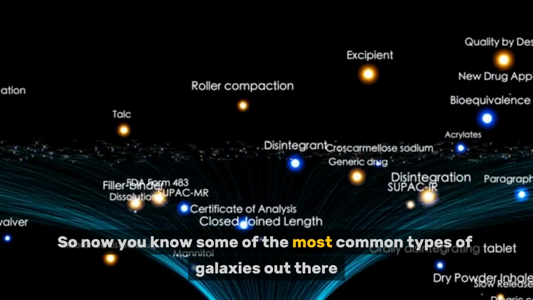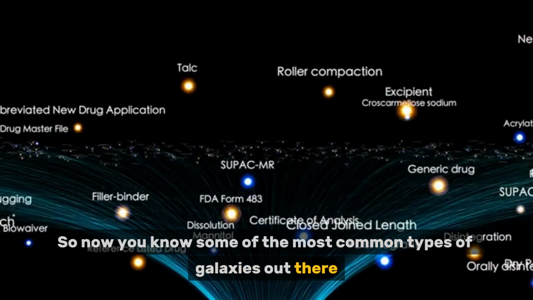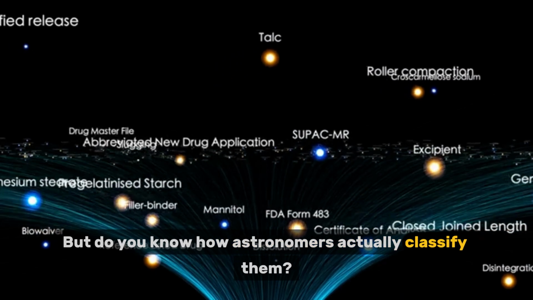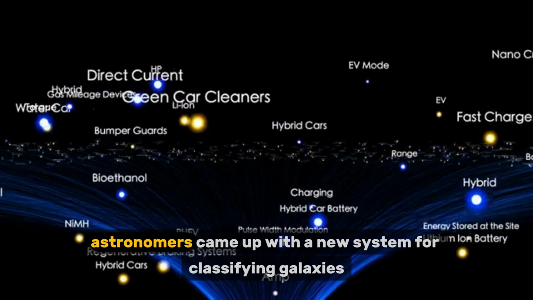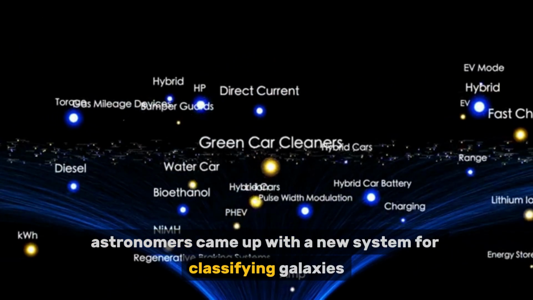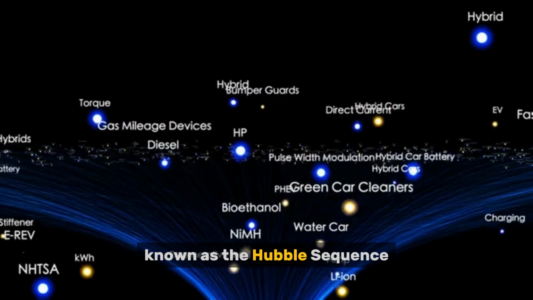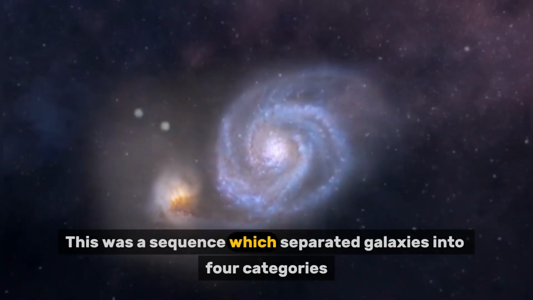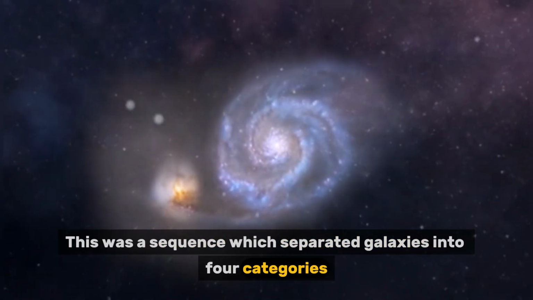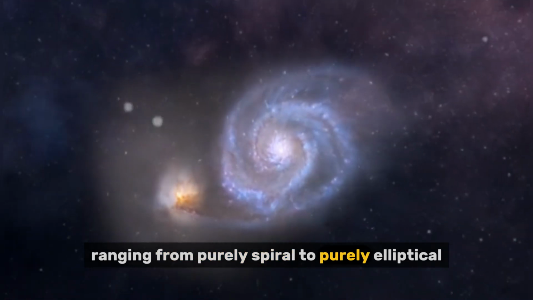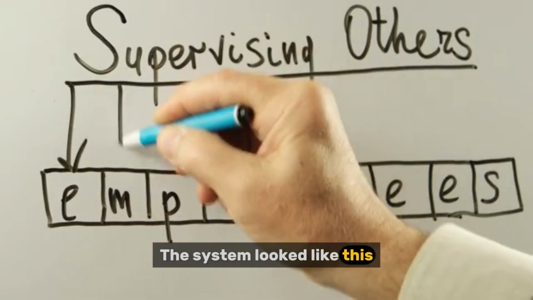So now you know some of the most common types of galaxies out there. But do you know how astronomers actually classify them? In 1959, astronomers came up with a new system for classifying galaxies, known as the Hubble sequence. This was a sequence which separated galaxies into 4 categories, ranging from purely spiral to purely elliptical. The system looked like this.